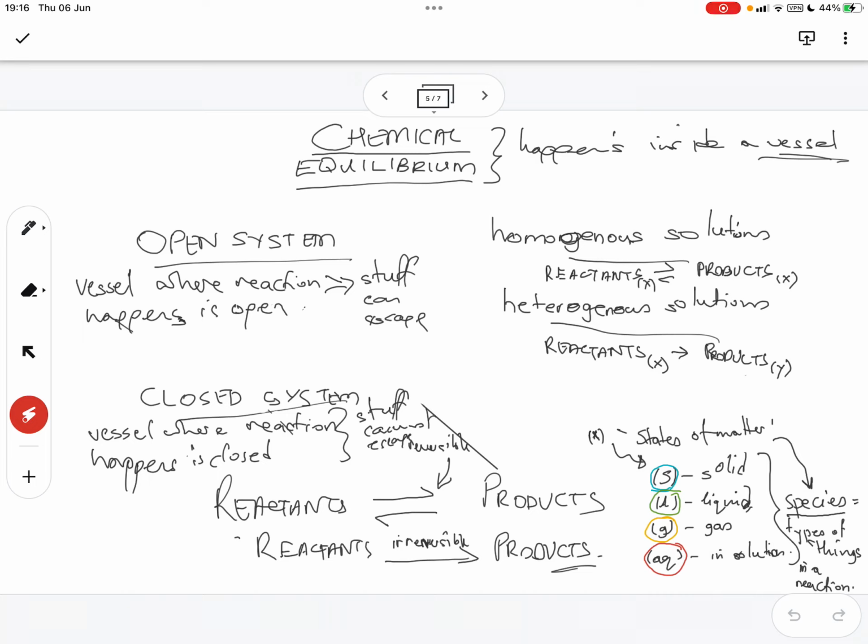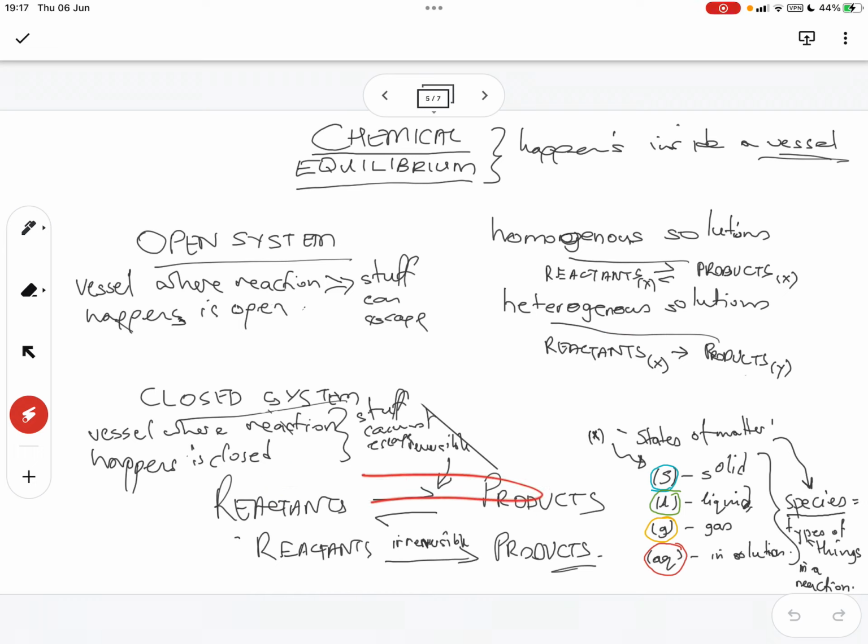We then talked about open and closed systems. So in some reactions, or in a lot of reactions, things could happen in a closed system or in an open system. Now, when a reaction happens in a closed system, it simply means there isn't anything that can leave. And when it happens in an open system, there's stuff that can leave the system.